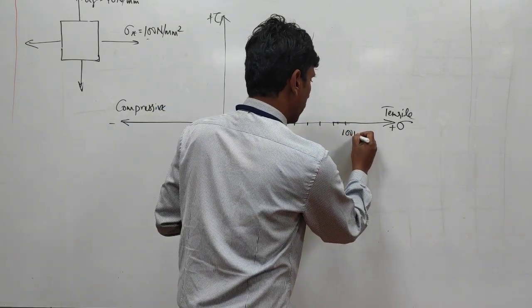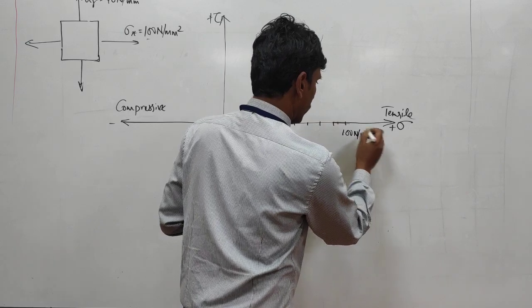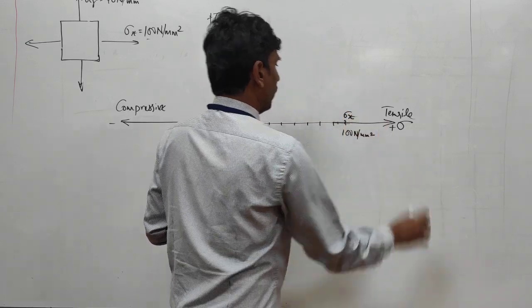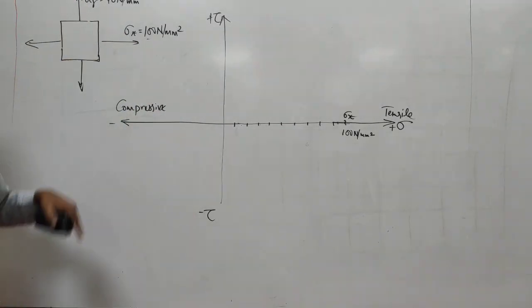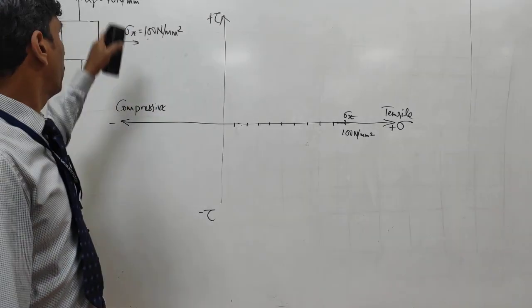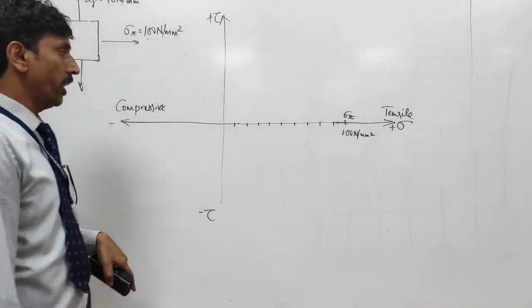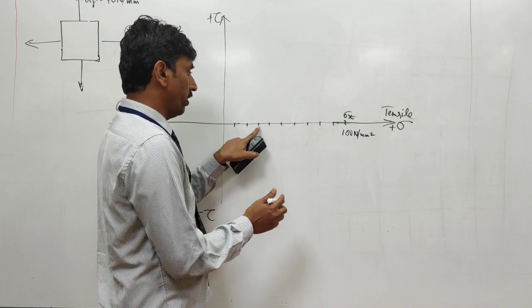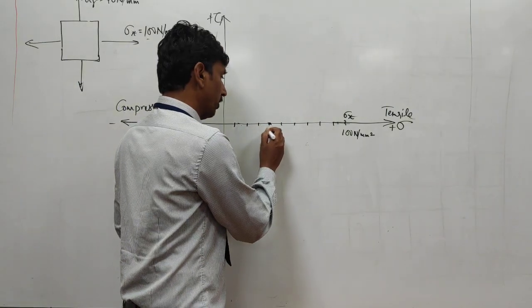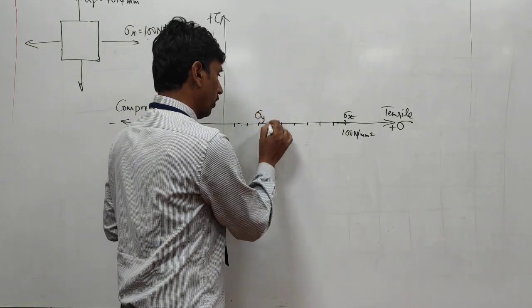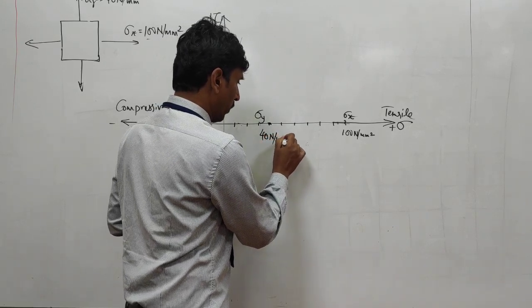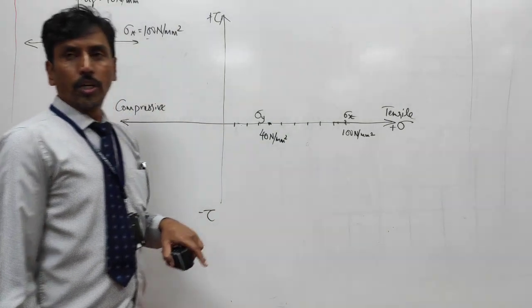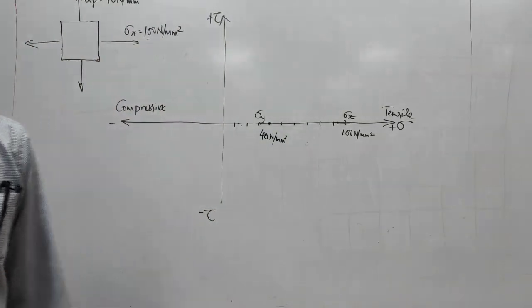This is 100 Newton per meter square, sigma x. They mark it here. And then the other stress is sigma y, which is 40. So 10, 20, 30, 40. They mark it here. So this is sigma y, 40 Newton per meter square. These are the two stresses.